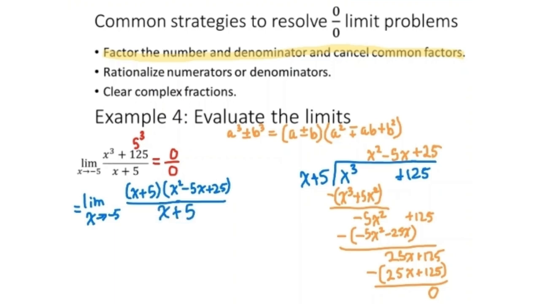Now we can see that the x plus 5 is a common factor that we can cancel. And now we're taking the limit as x approaches negative 5 of x squared minus 5x plus 25. And if we use direct substitution, we get that our limit is 75.